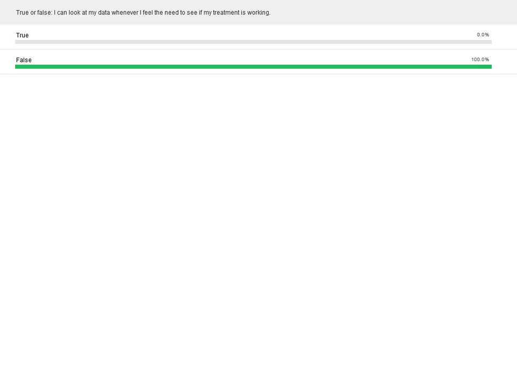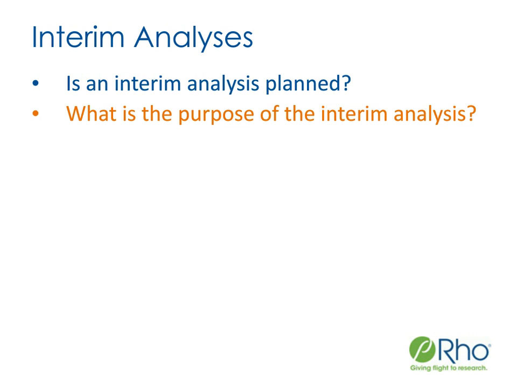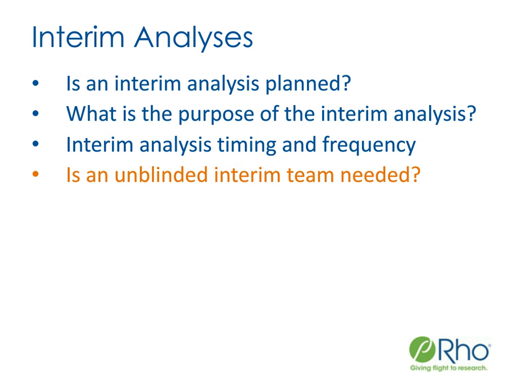If you're going to do an interim analysis, you need to ask a few questions. The first is whether or not the interim analysis is planned. Next, what is the purpose of the interim analysis? At what point of the trial and how many times are you going to run your interim analysis? Do you need to unblind the data, and if so, is an unblinded team needed to run the analyses and review the results?